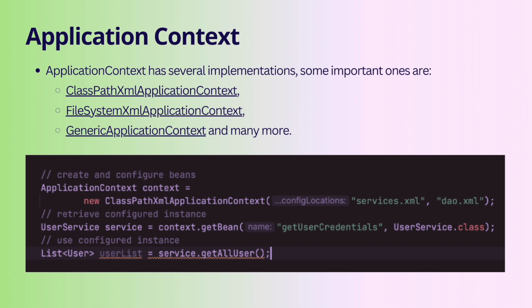Below you will see we are getting our bean. UserService is our class which we have annotated with a service annotation. In that we are getting a method getUserCredential. This is the basic syntax of how to get a bean. Then we are getting all the users which are present in my DAO service. So this is a very old way of getting the bean object, whereas in today's world we are using annotation based.